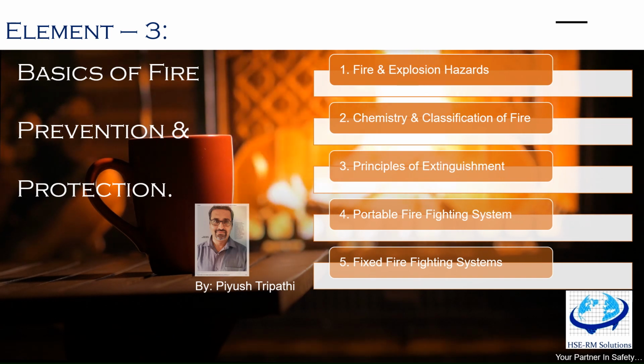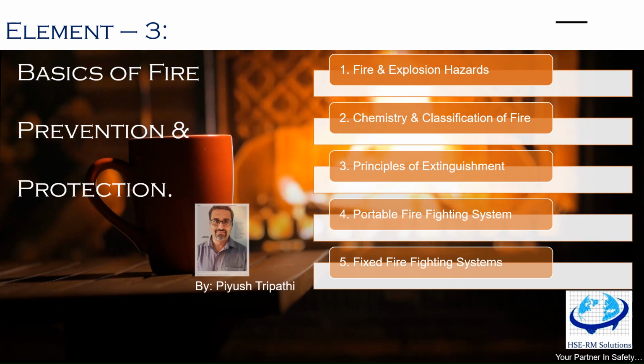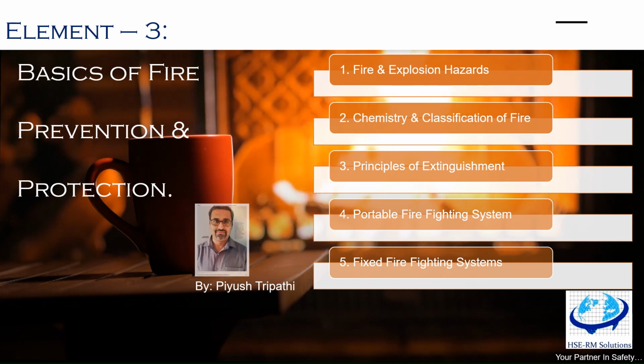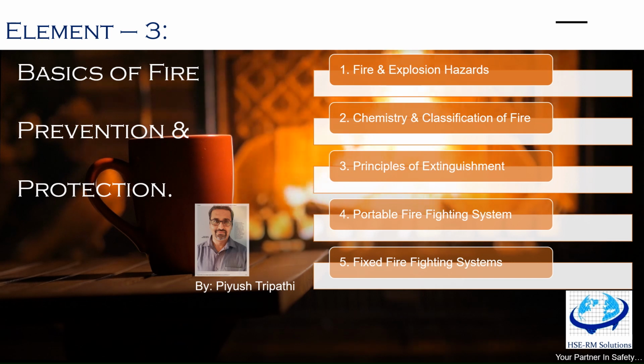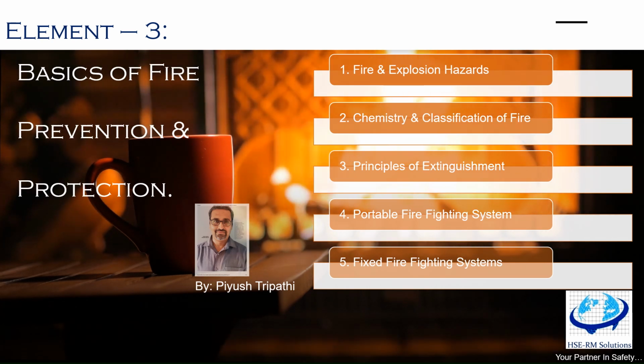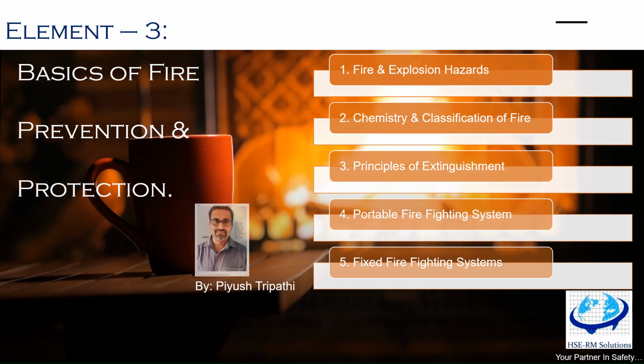It covers chemistry and classification of fire, principles of extinguishment, then portable fire extinguishing systems, portable fire fighting system, and then last but not the least, the fifth element, which is fixed fire fighting system. So these are the 5 core points covered under Element 3. And why we are discussing these elements individually is because we wanted to give a clear picture of what exactly the element is all about.